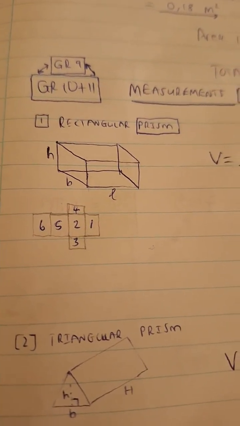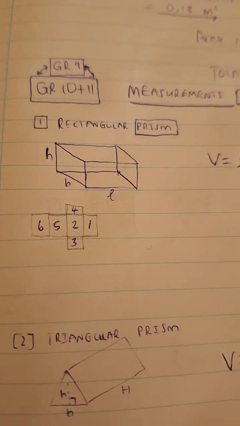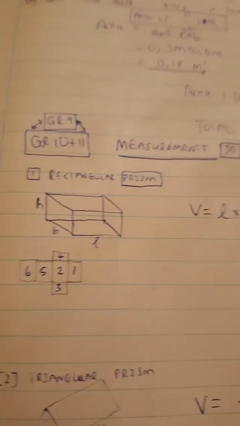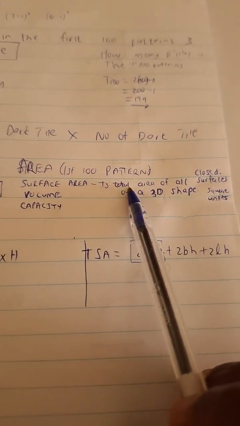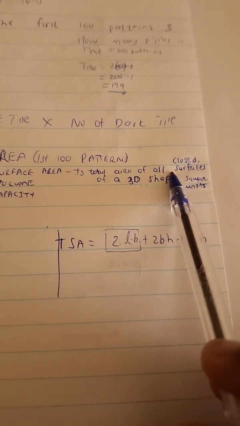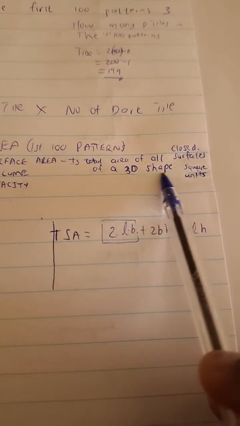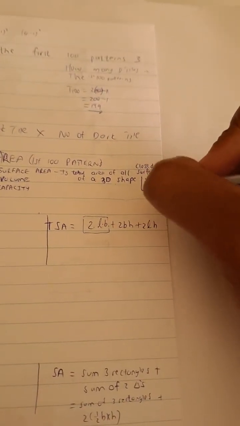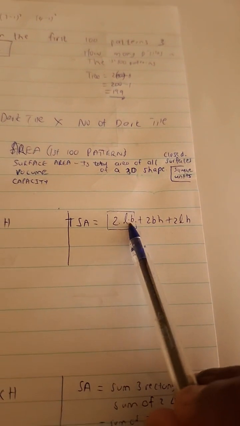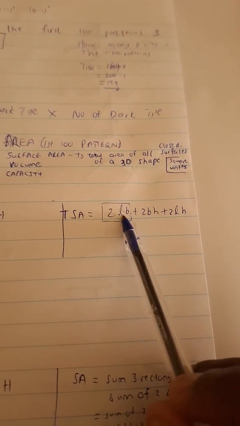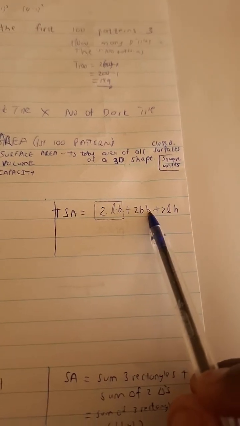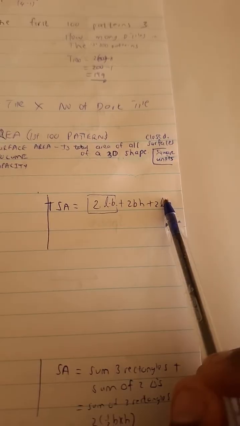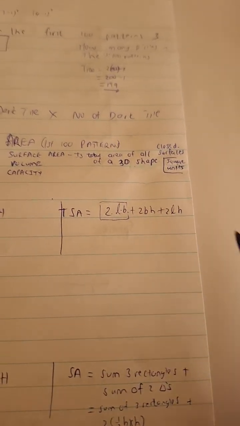I hope that makes perfect sense, guys. That is surface area, the total area of all closed surfaces of a 3D shape, measured in square units. That's why we are adding the 2 rectangles plus these 2 rectangles that are in another dimension, and these 2 rectangles that are in another dimension.